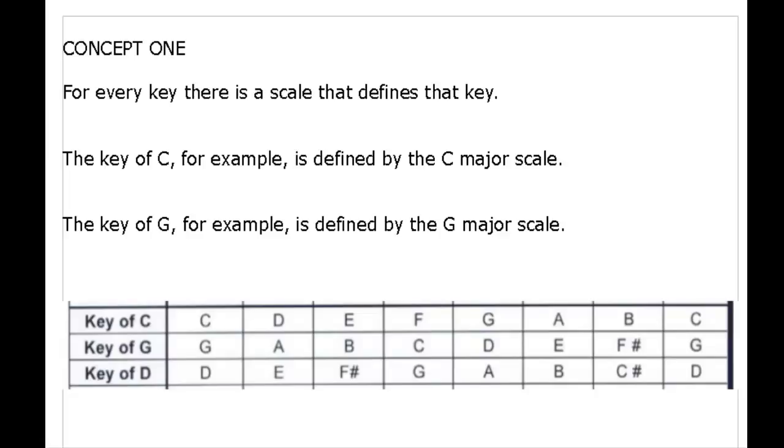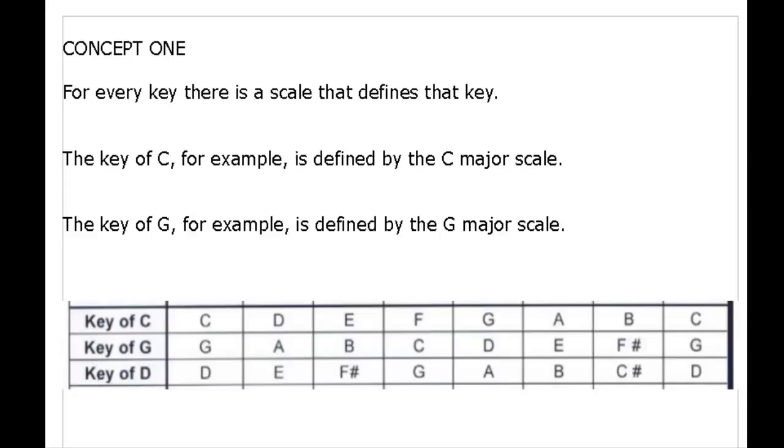Now, if all of this sounds very complicated, you really don't have to worry about anything, because I've broken the Nashville Number System down into 3 basic concepts. Concept number 1. For every key there is a scale that defines that key.